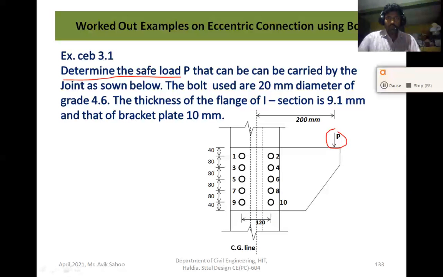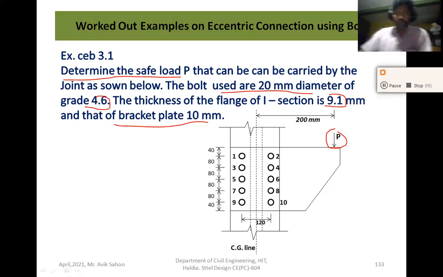The bolts used are 20 mm diameter. So the diameter of the bolts is 20 mm. The grade is given as 4.6. The flange thickness of the I section is 9.1 mm, and that of the bracket plate thickness is 10 mm. So you see that here 10 bolts are used.